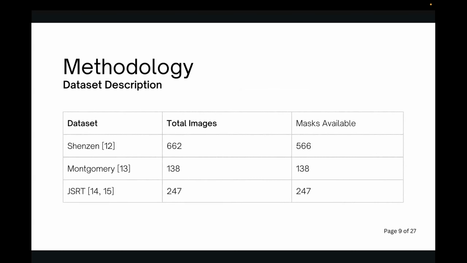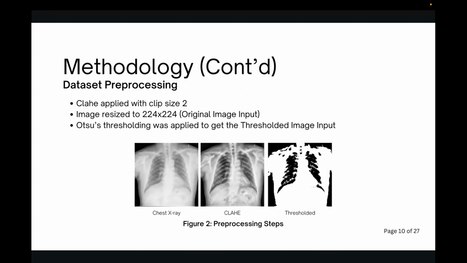These are the datasets that we utilized: the Shenzhen, Montgomery, and the JSRT dataset. These are the pre-processing steps. First, we applied CLAHE with clip limit 2, and then this image was resized to 224 by 224, and it was taken as the original input. Then thresholding was also applied to it, and we get the thresholded image from it. And I should tell you that our model actually has 2 inputs, and these are those 2 inputs.